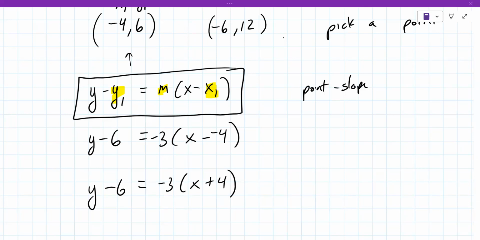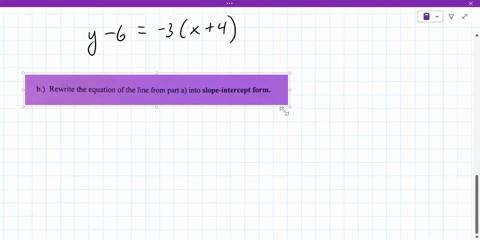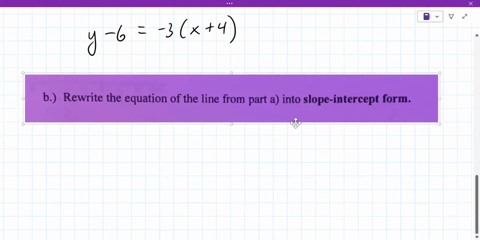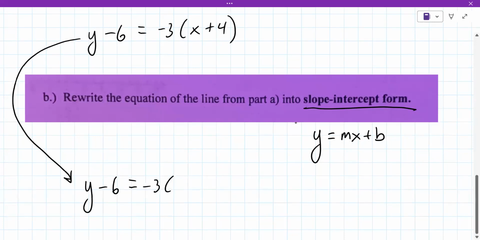Would it say, what is the y-intercept of this line? No, we haven't done B yet, unfortunately. I know it seems like we've done a lot of work, but that's everything for part A. So for part B, you take your result from part A and put it in what's called slope-intercept form. That's y equals mx plus b. So we're going to take this equation that we just found and solve for y.